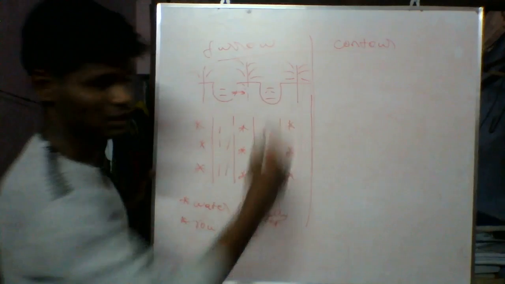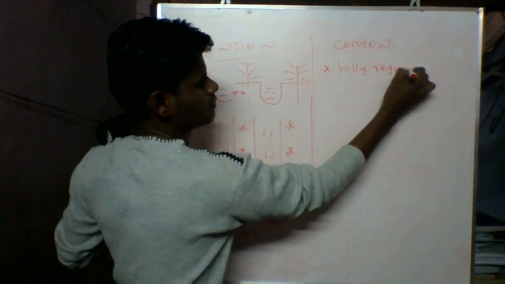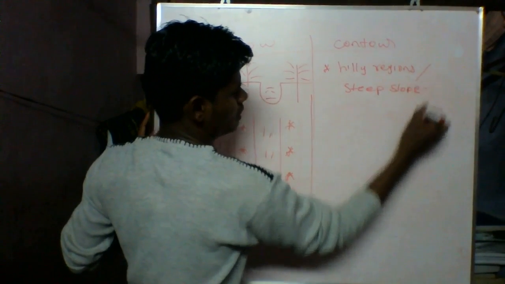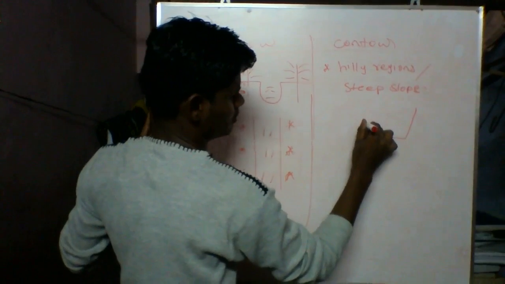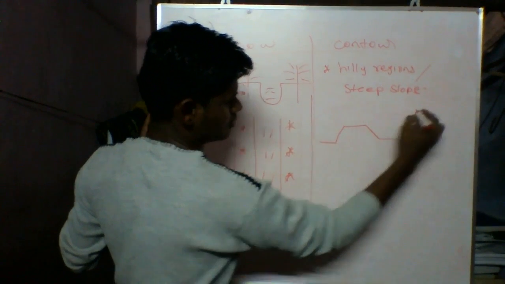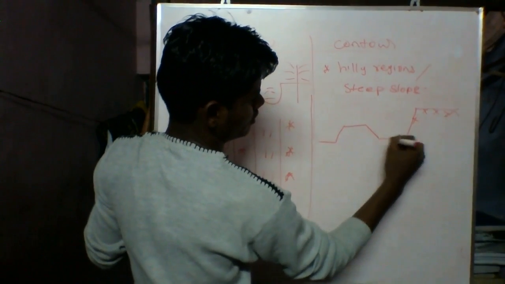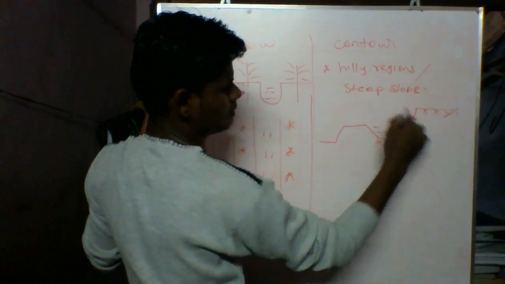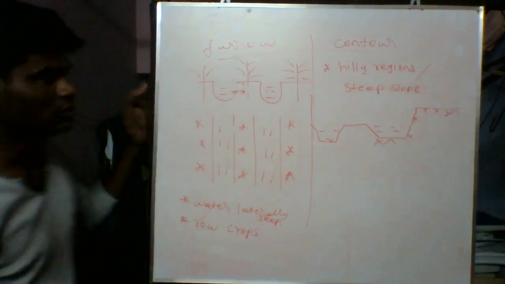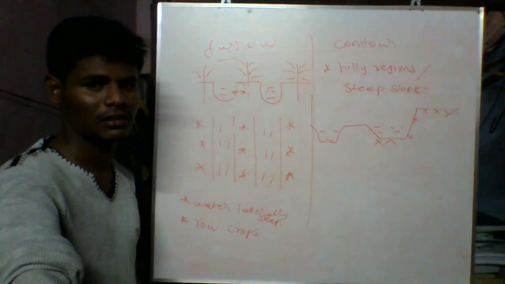Another one is the contour method. The contour method is used in hilly regions as well as steep slopes. Contour method is like this. This is the terrace ground level. So water is supplied like this. This is the method of irrigation. This is a very important question for the syllabus as well as competitive exams.